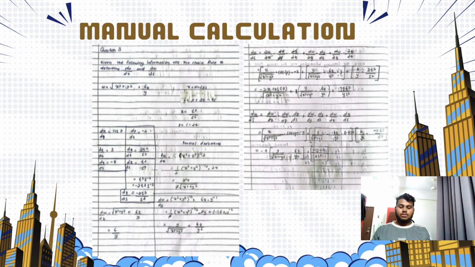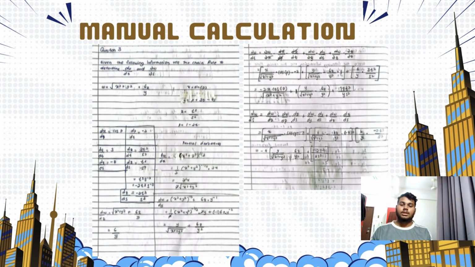The last one we need to find is dw over dz. Taking the same equation, the square root of x squared plus y squared plus 6z over y, there is only z in the last term, so the final answer should be 6 over y.